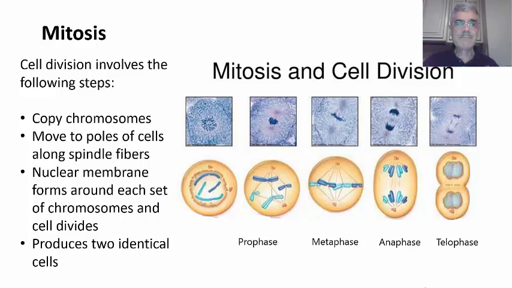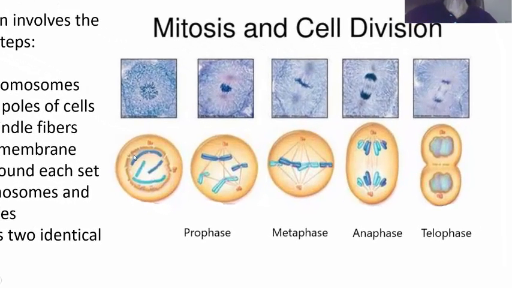And when the chromosomes are copied, they must be moved to 2 different sides of the cell, what are called 2 different poles of the cell. A nuclear membrane must be formed around each of these new sets of chromosomes, and then the cell will divide. Now, this is shown in the graphic to the right.